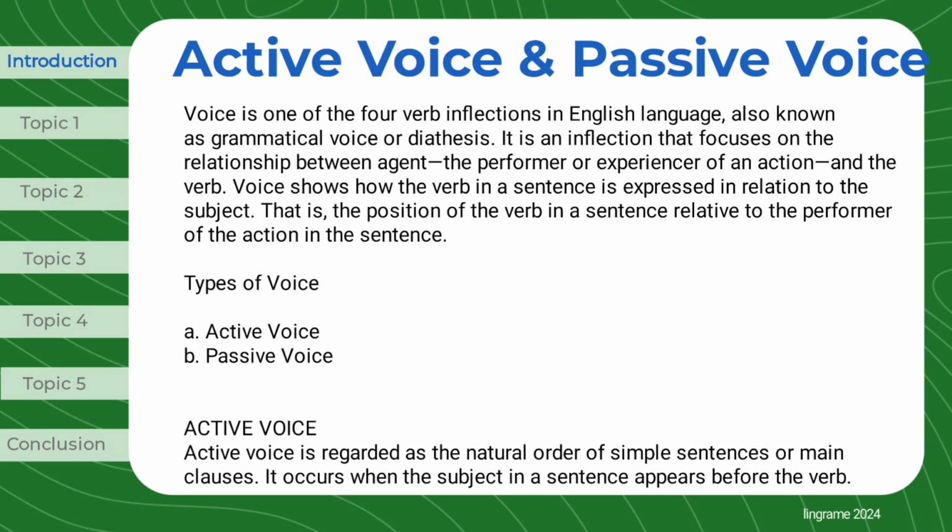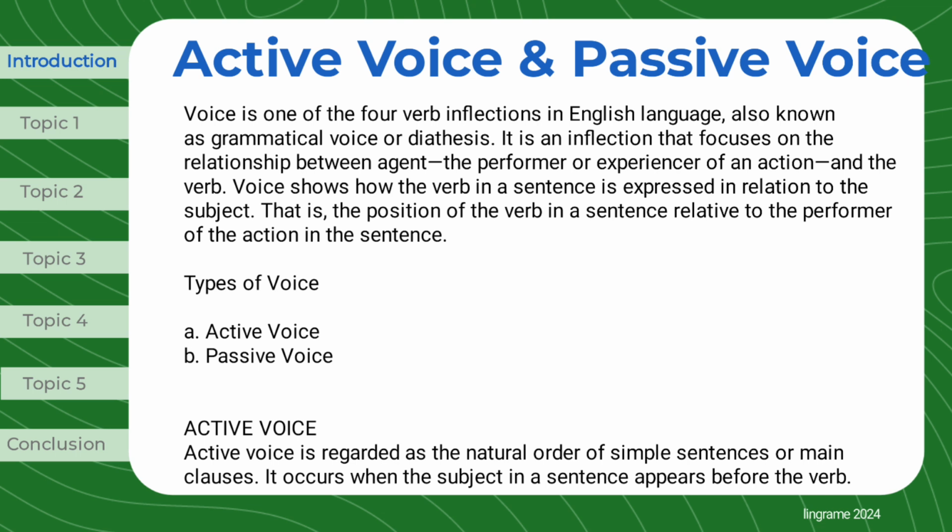Active voice and passive voice in English explained. Voice is one of the 4 verb inflections in English language, also known as grammatical voice or diathesis. It is an inflection that focuses on the relationship between agent, the performer or experiencer of an action, and the verb. Voice shows how the verb in a sentence is expressed in relation to the subject. That is, the position of the verb in a sentence relative to the performer of the action in the sentence.